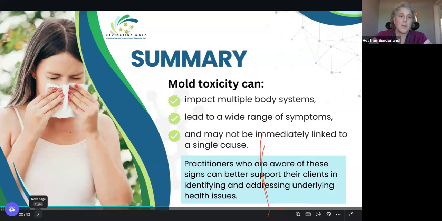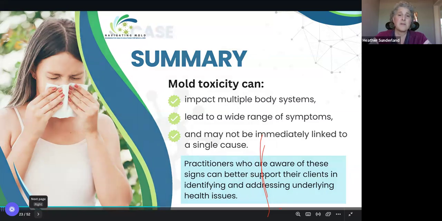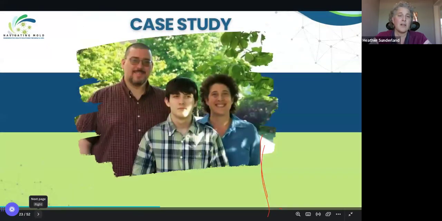So, in summary, mold toxicity can impact multiple systems of the body, and it can lead to a very wide range of symptoms. And it may not be linked to a single cause, but practitioners and individuals really need to be aware of these signs and symptoms so that clients can better be supported, and we can get to the underlying root, because otherwise we're just chasing symptoms and people aren't going to get well.